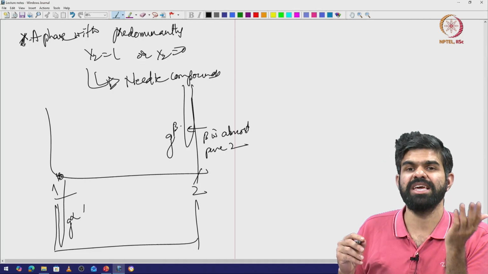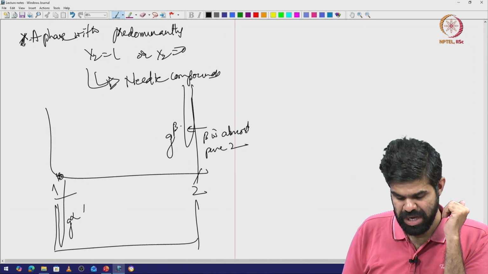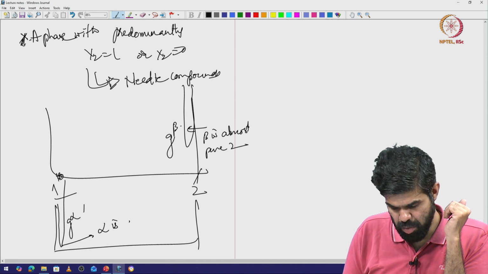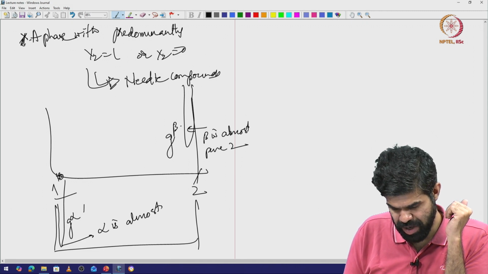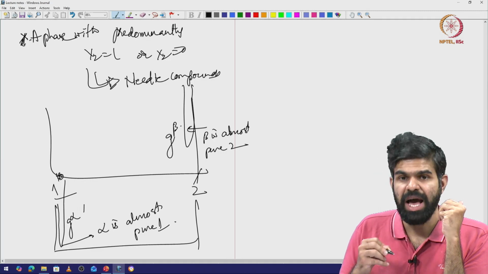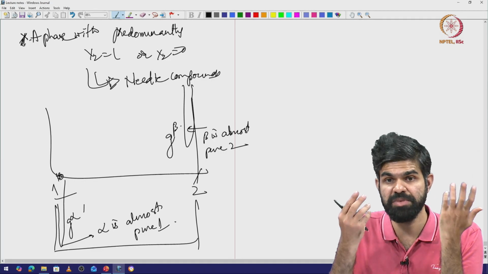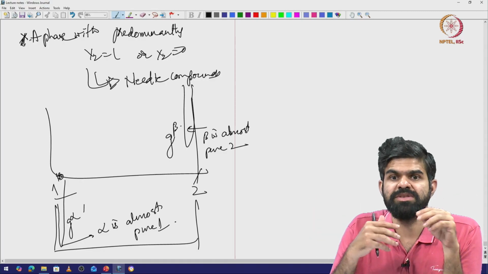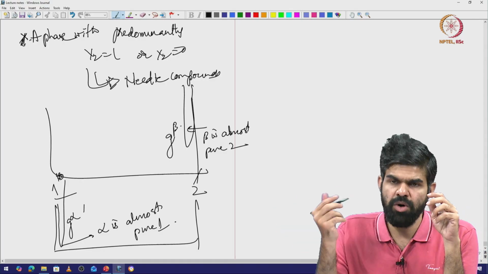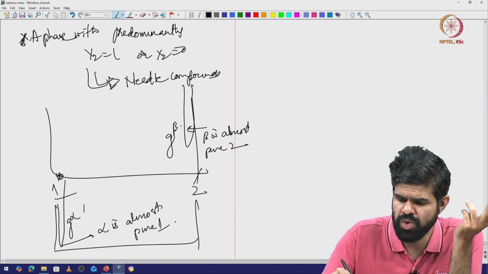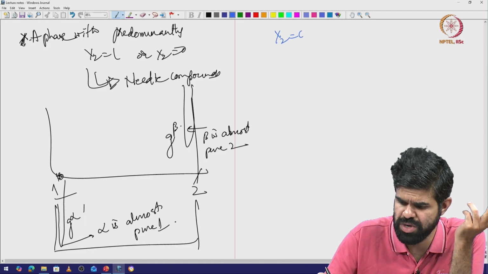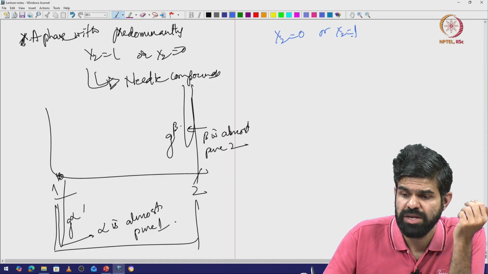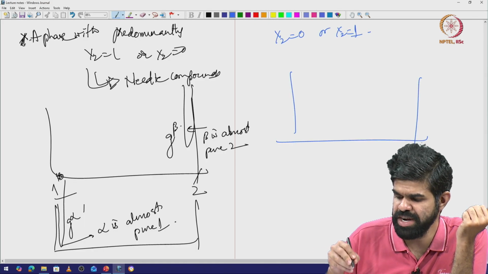Beta does not like taking more of 1 as an impurity. Here alpha is almost pure 1. Alpha does not like taking more of 2 atoms in it. If it takes more of 2 atoms, it will start segregating. Now, why should a needle compound only exist at either x2 equal to 0 or x2 equal to 1? Why not, so can I find a phase diagram.